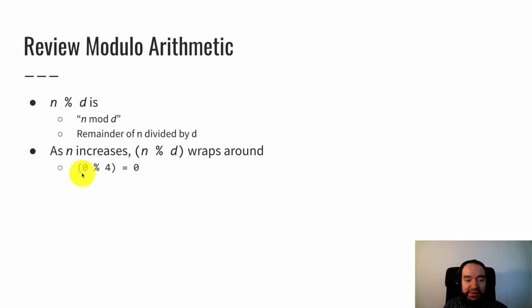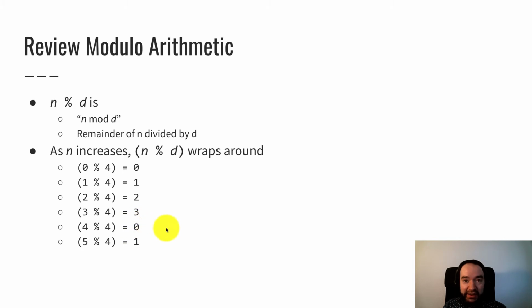So let's see how that works. 0 mod 4 gives us 0. That's 0 divided by 4. 0 divided by 4 in long division is 0 with a remainder of 0, and this 0 is the remainder. 1 mod 4 means 1 divided by 4. 1 divided by 4 is 0 with a remainder of 1, so that expression gives us 1. And as we increase n, we get 2. Then we get 3. Then 0 again. That's the important thing. 4 divided by 4 is 1 with a remainder of 0, so we get 0 out of that expression. Then it keeps going 1, 2, 3, and then 0 again.